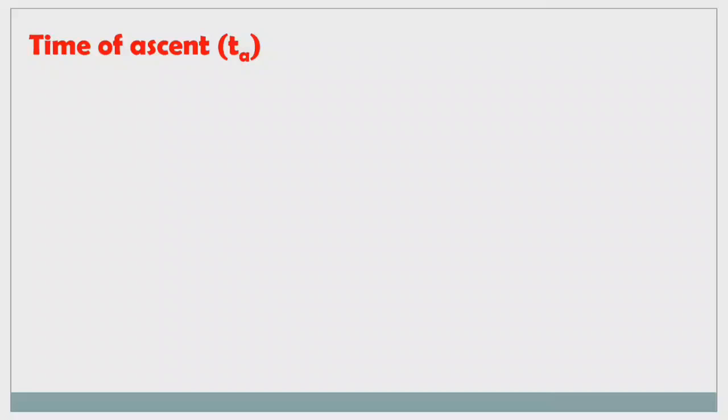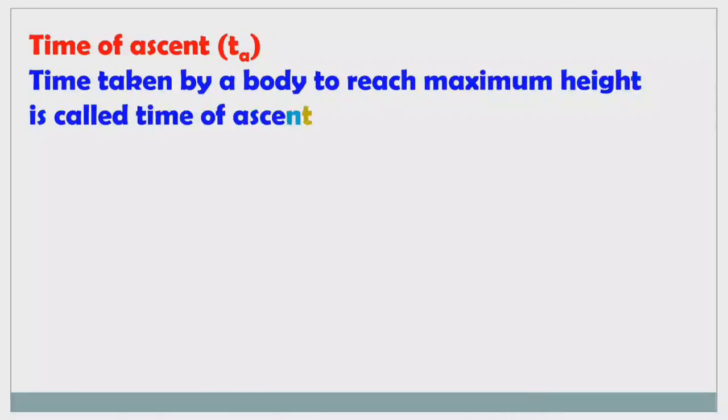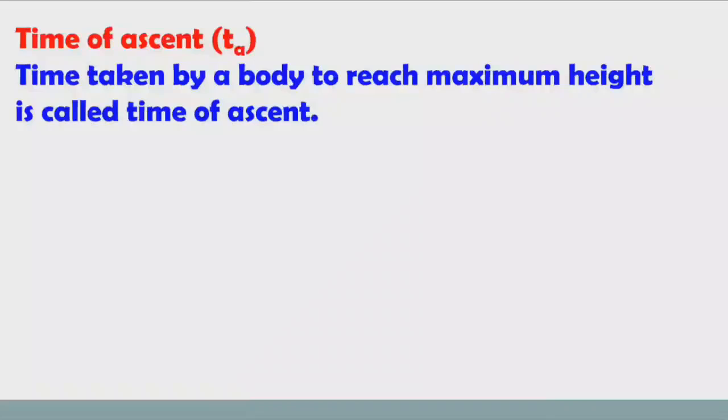Time of ascent. Time of ascent is represented by TA. What is meant by time of ascent? Time taken by a body to reach maximum height is called time of ascent. When we throw a body with certain velocity, it will take certain time to reach maximum height.